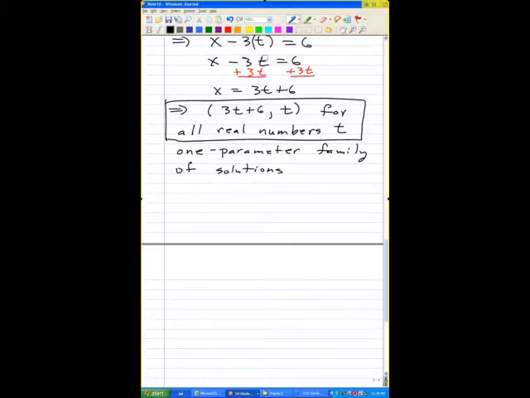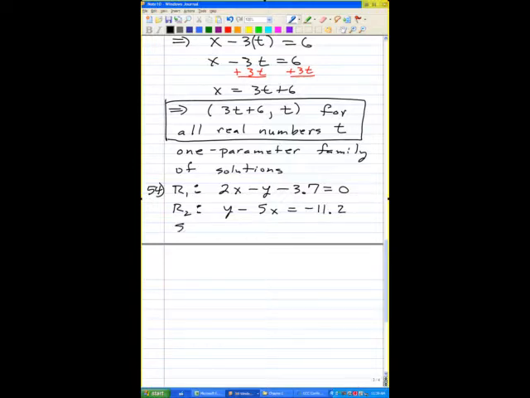Let me do problem number 54. So I have here R1, 2x minus y minus 3.7 equals 0. R2, y minus 5x equals negative 11.2.